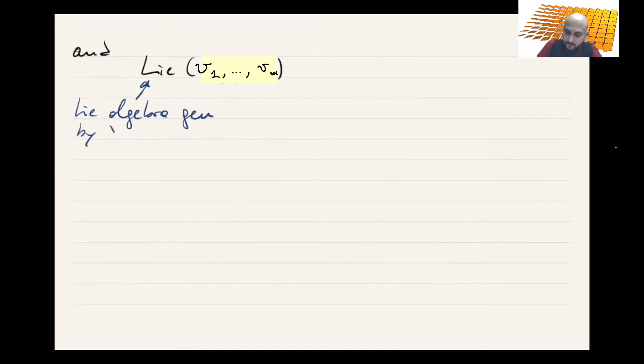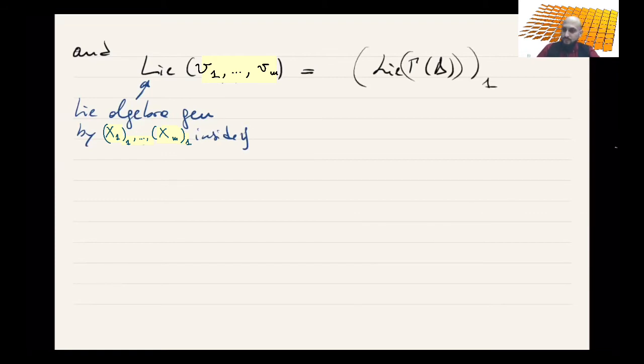Now, the Lie algebra generated by the x1, ..., xm inside G is equal to taking the sections of delta, taking the Lie algebra generated in the space of vector fields, and evaluating them at 1. Okay? So this is the Lie span of vector fields tangent to delta.